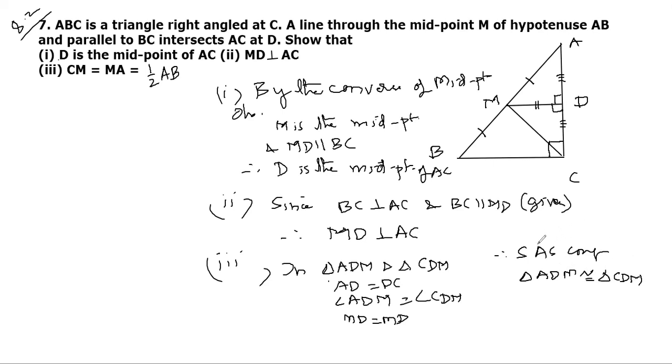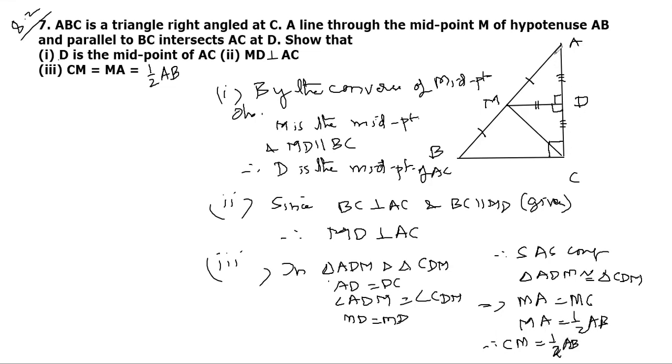When they are congruent, therefore by CPCT, MA will be equal to MC, and MA is equal to half of AB. M is the midpoint, so MA is equal to half of AB. Therefore, MC or CM is also equal to half of AB. So we proved the third part also.